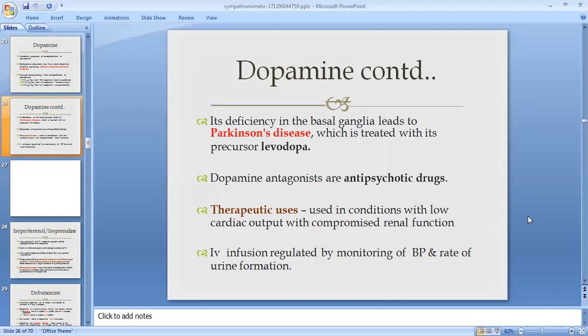Dopamine deficiency in the basal ganglia leads to Parkinson's disease, which is treated with its precursor, dopa. Dopamine antagonists are antipsychotic drugs. Therapeutic use: it is used in conditions with low cardiac output with compromised renal function. So it is the drug of choice in cardiogenic shock with compromised renal function. IV infusion is regulated by monitoring of the blood pressure and rate of flow. That's enough for today.